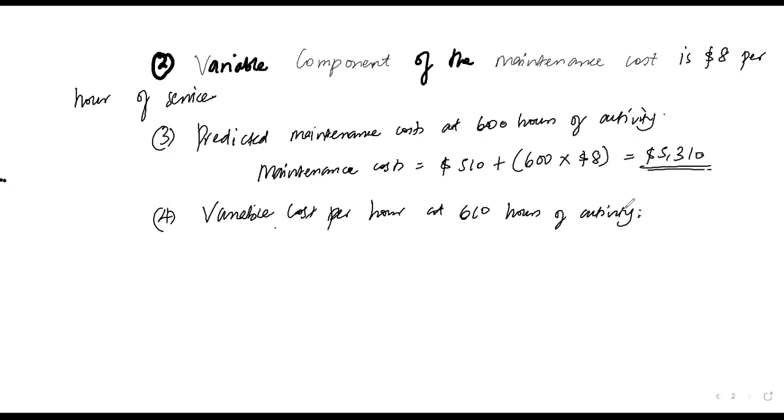Now, the variable cost per hour, of course, is the same. It is the same regardless of the hours of activity. So this is the same as in Roman 2. It is $8 per hour of service. Still the same. That is the variable cost per hour.